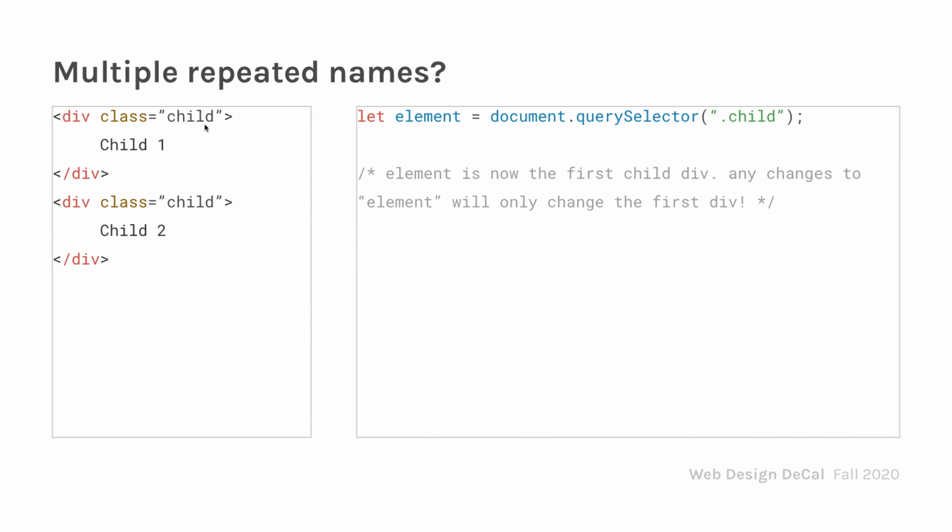So it's going to look through our DOM or our HTML file. It's going to say child. Okay, that's the first one. Boom, done. It's not even going to bother looking at the rest. So this element variable is now the object of the first child div. So any changes you do to element will only change the first div. Like let's say you change the text inside. It's only going to affect the first div because, again, query selector only selects the first occurrence of that name.